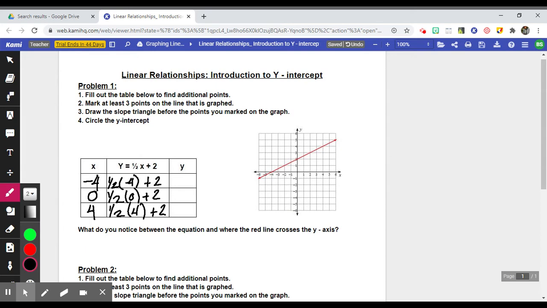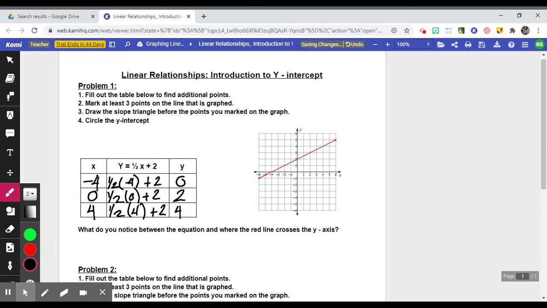Okay, so let's do 1/2 times -4, and that is -2. Plus 2, so that value becomes 0. 1/2 times 0 plus 2 is 2. 1/2 of 4 is 2, plus 2 is 4.